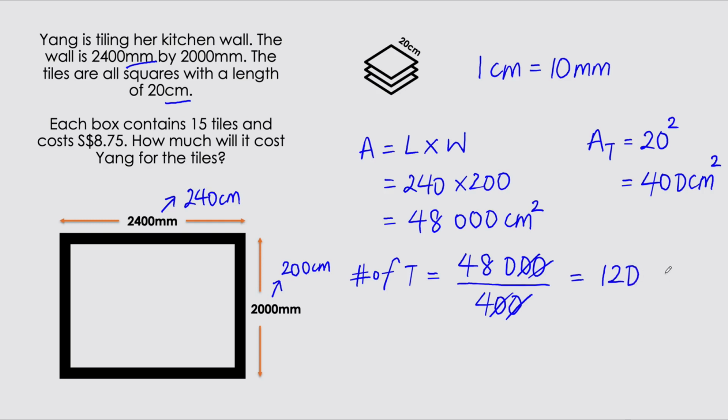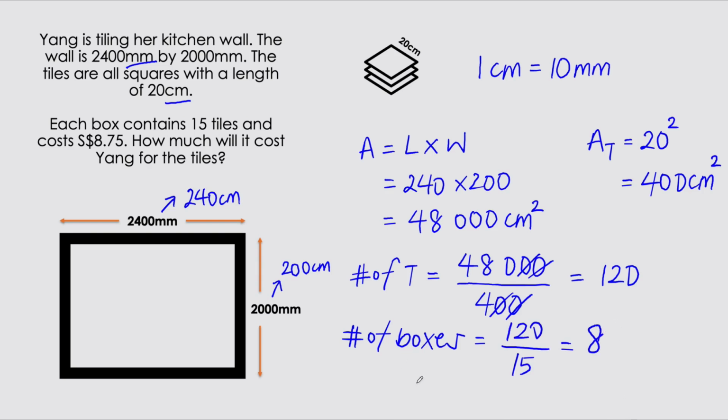Okay, bear with me. I know we've done a lot, but now this is the total number of tiles that's needed to tile her kitchen wall. Now, each box contains 15 tiles and costs $8.75. So now we're going to find out the number of boxes that we need. Number of boxes is 120 tiles in total divided by 15. This would give us 8. So we're going to buy 8 boxes of tiles.